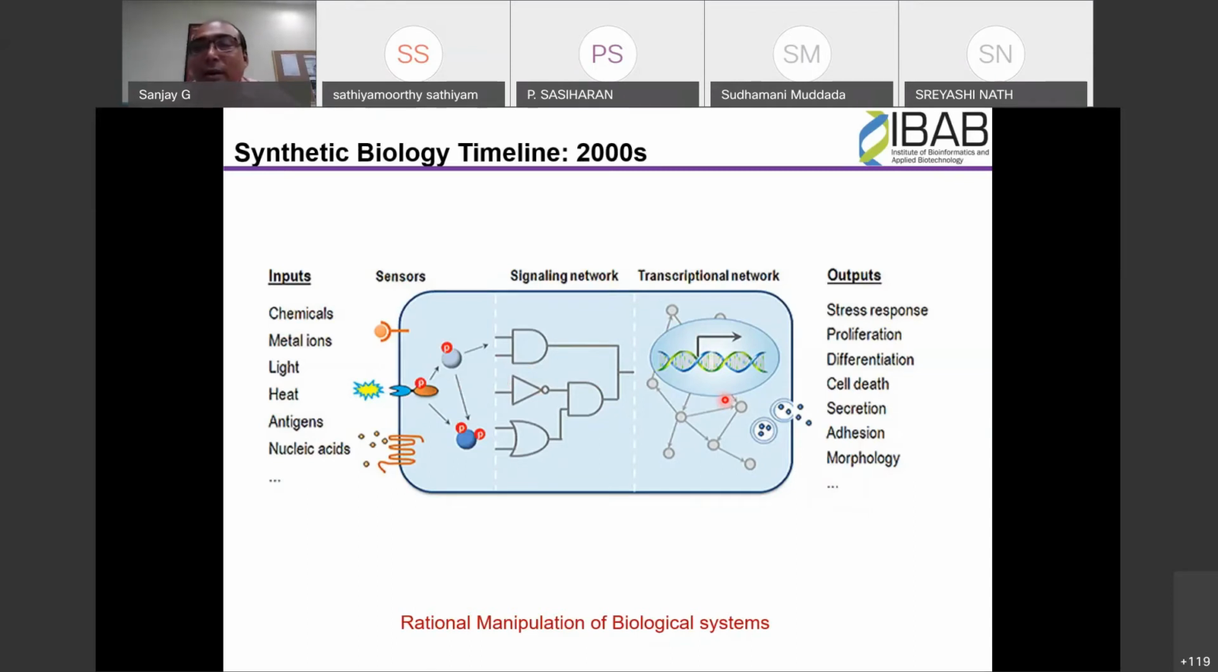So these were then integrated together so that the output is what we want. And in principle, we can have a lot of different outputs. So this was the start of synthetic biology, which picked up pace in the 2000s.